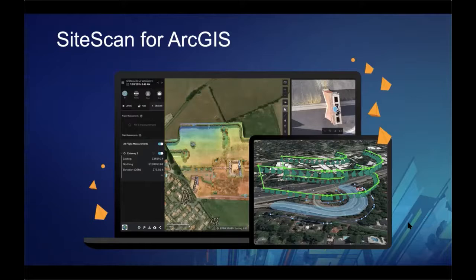Sitescan for ArcGIS is a new Esri product that provides a complete end-to-end workflow for acquiring and processing drone imagery, working with the resulting data and products, and managing your drone assets. Sitescan allows users to capture, process, and manage their drone data in the cloud or publish their 2D, 2.5D, or 3D outputs directly to ArcGIS Online.